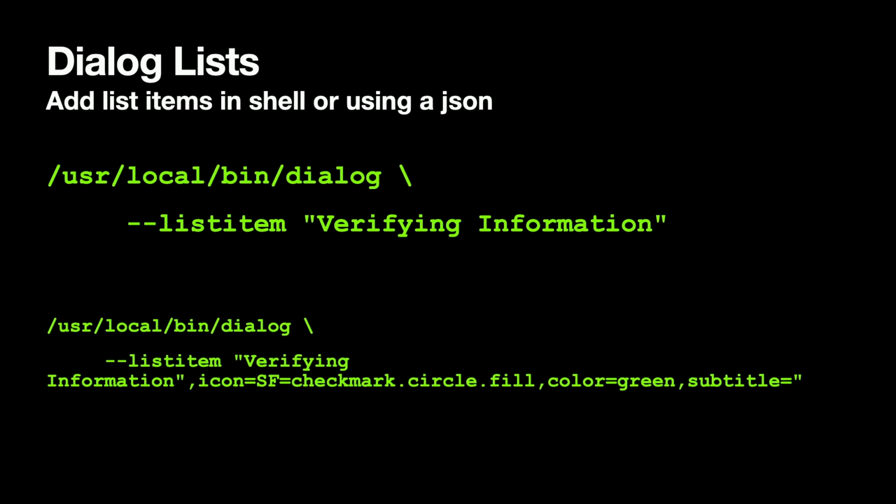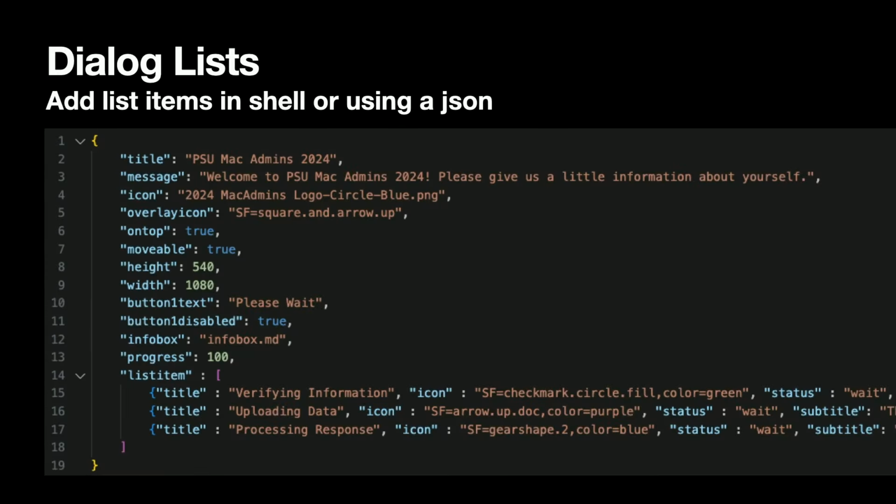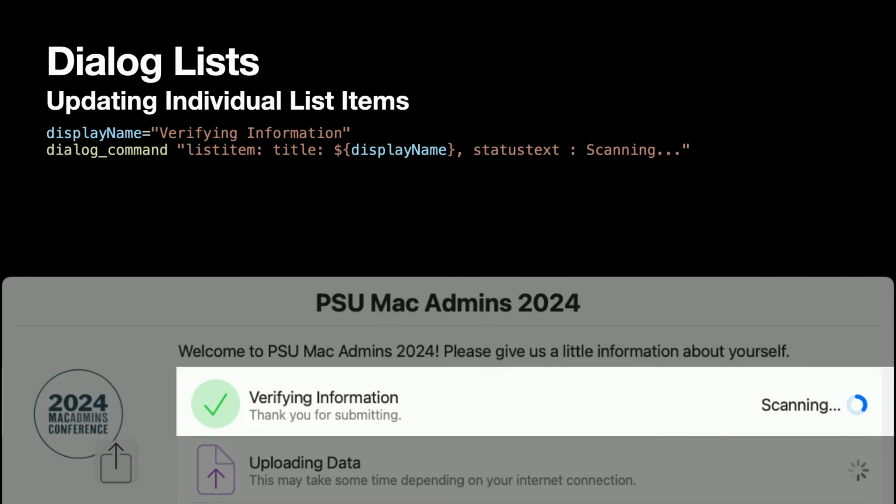This, again, gets fairly complex quick when you're dealing with lists. And you may want to use a JSON file as well, or instead. One other thing about the JSON files is you can mix and match. So you could have all your list items in the JSON file, and then at the command line as an argument, you could pass your title and message and icon and stuff like that. So the same principle applies here.